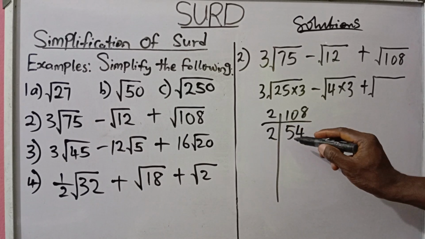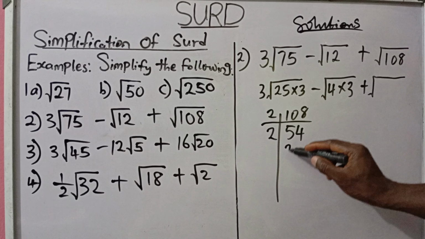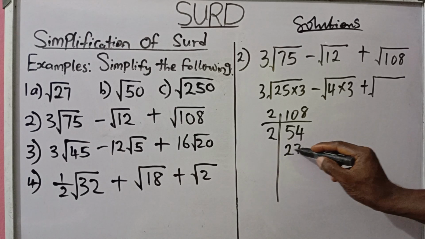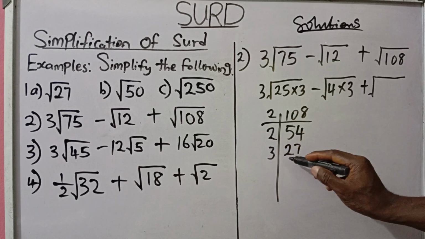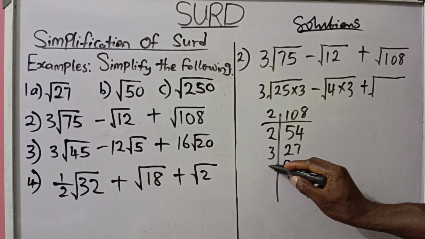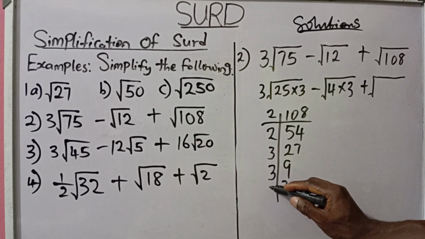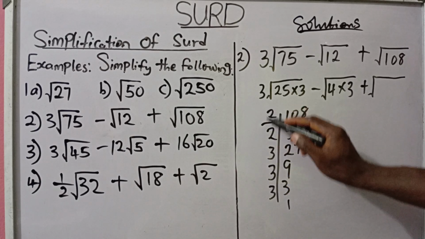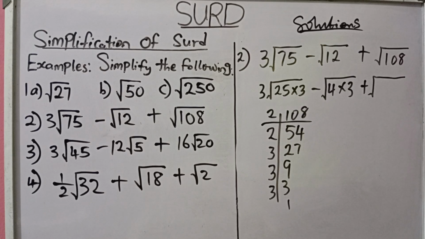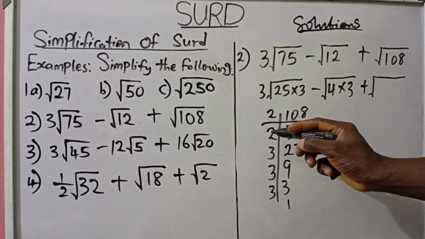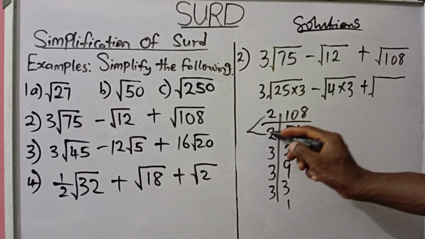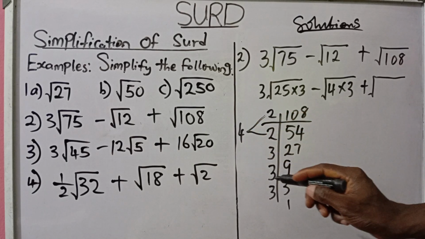Then 2 can still divide. 2 divides 54 to give us 27. 3 can divide this one exactly, so 3 divides to give us 9. Then 3 divides again to give us 3. 3 divides to give us 1. These are the multiples that we'll be focusing on. Remember, when you have a partner between two numbers, they can form what? A perfect square. So these two can form a perfect square of 4 here.